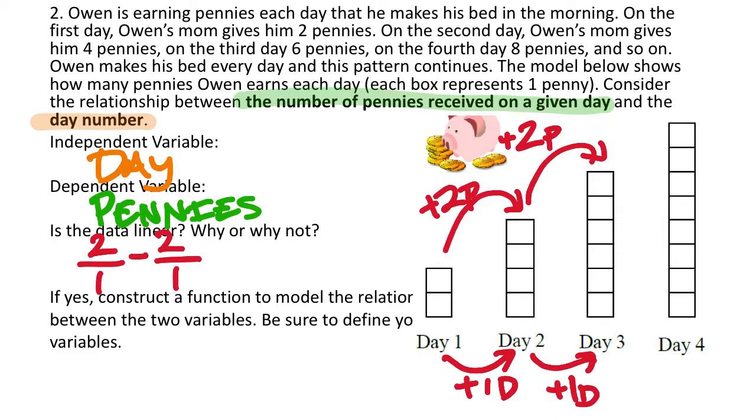And these are equal. Those are the same ratios. But we need to check the final value that they gave us. Another day, that's a 1 in the denominator for another 2 pennies for old Owen. So yeah, these 3 ratios are all equal. And so yeah, this one is linear.